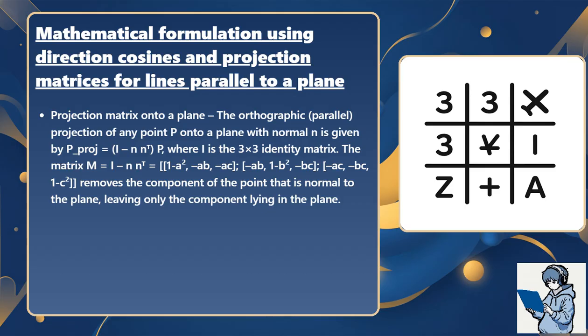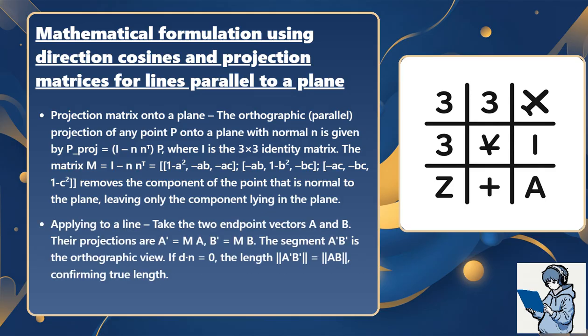This matrix removes the component of the point that is normal to the plane, leaving only the component lying in the plane. Applying to a line, take the two endpoint vectors A and B, their projections are a prime equals M A and B prime equals M B. The segment from a prime to B prime is the orthographic view. If the dot product D dot N equals 0, the length of a prime B prime equals the length of A B, confirming true length.